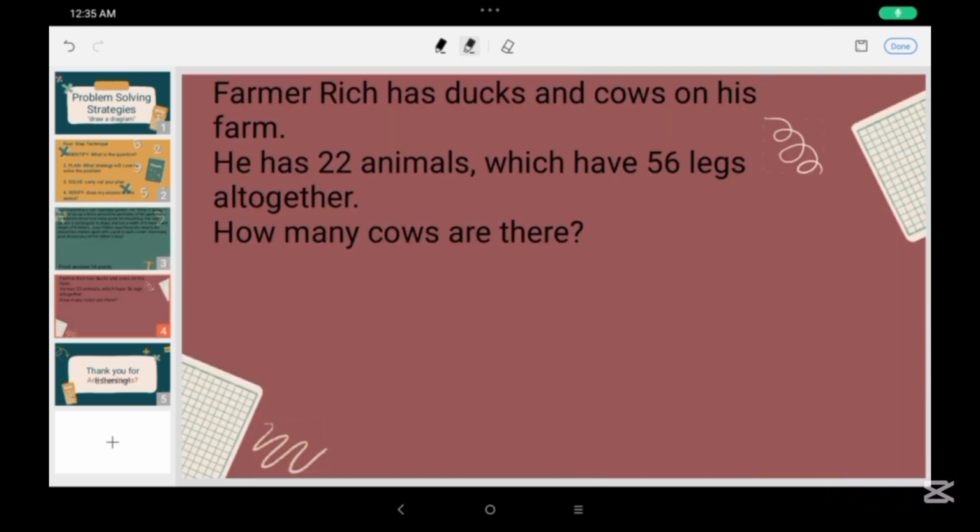First, so we are asked this question. Farmer Rich has ducks and cows on his farm. He has 22 animals which have 56 legs altogether. How many cows are there? You can use a lot of different problem-solving strategies, but we're going to draw a diagram. So we need to draw. So just imagine that these are animals. We're going to draw 22 animals.